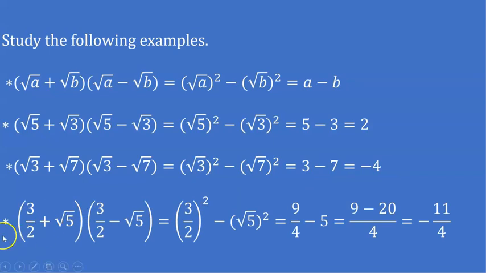Okay. Next multiplication, (3 by 2 plus root 5) in the first bracket, (3 by 2 minus root 5) in the second bracket. Then here, a plus b, a minus b, so a square means 3 by 2 bracket square minus root 5 bracket square. 3 by 2 bracket square means 9 by 4. And again root 5 bracket square, square and root get cancelled, you will get 5. Next simplification, 4 into 5, you will get 20, so it is 9 minus 20 upon 4, which equals minus 11 upon 4.